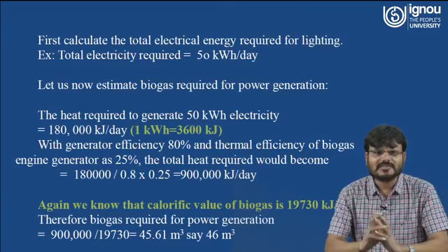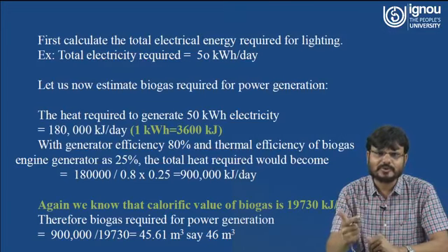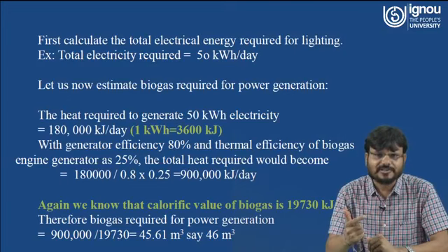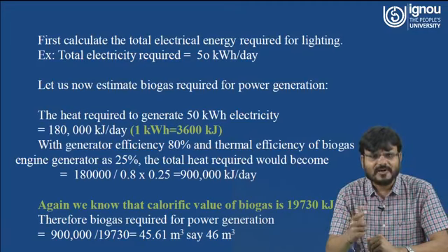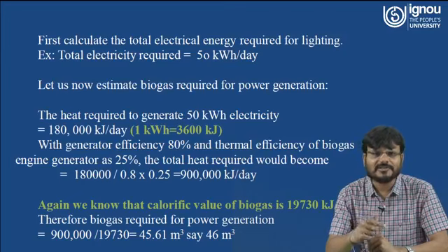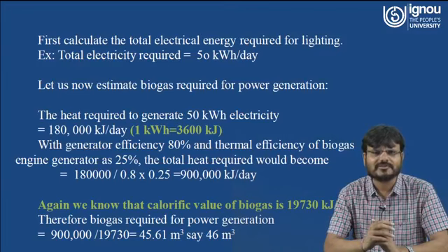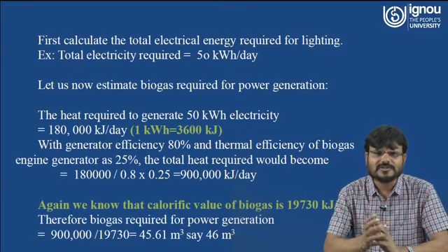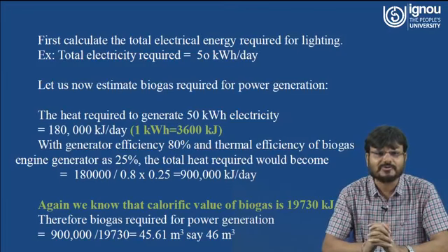Now let us estimate the biogas required for power generation, because you have to generate 50 kilowatt hours, that means 50 units of electrical energy. Accordingly the biogas plant will be designed. This electrical energy will be converted into thermal energy. As you know, 1 kilowatt hour is equal to 3600 kilojoules. So multiplying 50 kilowatt hours by 3600, it comes to 180,000 kilojoules per day.